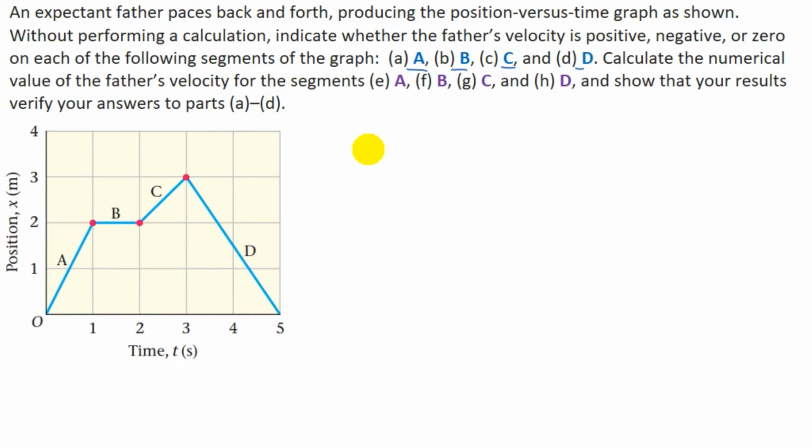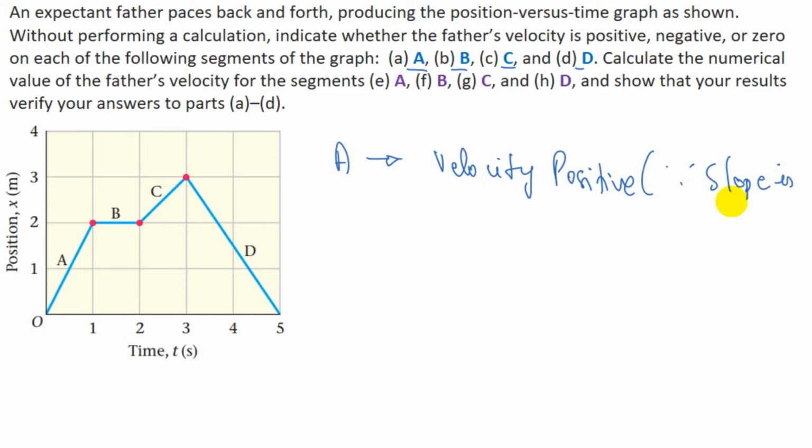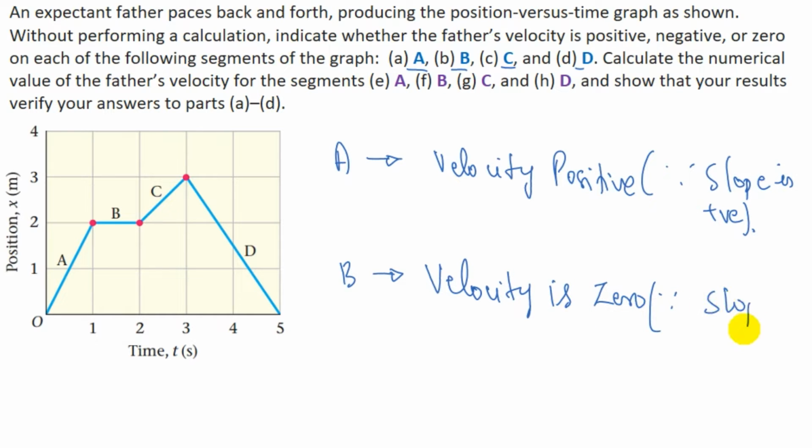So since the slope is positive, let me write here, for segment A the velocity will be positive since the slope is positive. Now for segment B, it's a horizontal line, so the slope would be zero, so the velocity will be zero since the slope is zero. Now for segment C, you can tell easily that the slope is positive, so the velocity would be positive, same reason, the slope is positive.